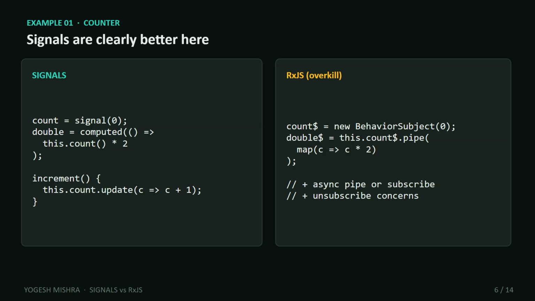Let's take a simple counter example. With signals, the code is clean and short. You just create a count signal, create a double value using computed, and update the count inside the increment method. If you try to do the same thing with RxJS, you need a BehaviorSubject, then you apply map, and then you either use the async pipe or manage a subscription yourself. Plus, you have to think about unsubscribing. For pure state like a counter, signals are clearly the better and simpler choice. Using RxJS here is unnecessary overkill.